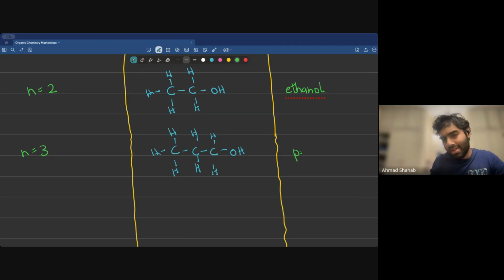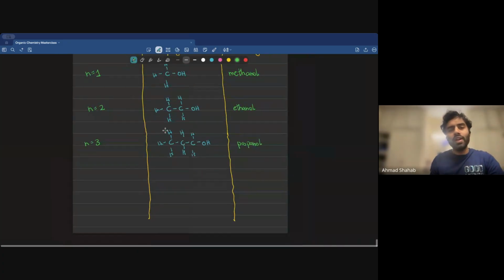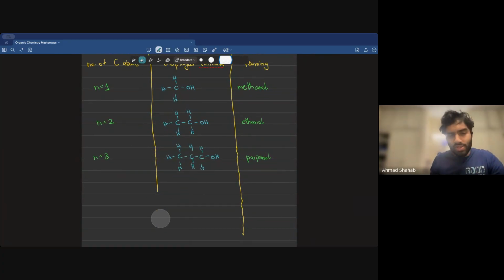Again, the prefixes remain the same. It only and entirely depends on the number of carbon atoms. The suffix remains the same as well. It depends on the class of compounds we are dealing with, and so on and so forth, right? I hope this is clear. Is this clear till now? I don't think there is anything complicated in this.